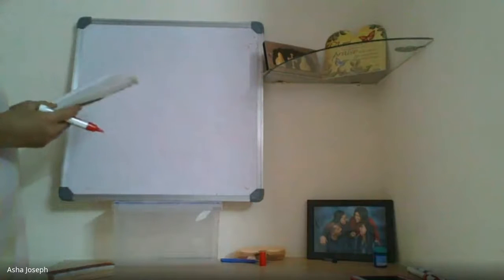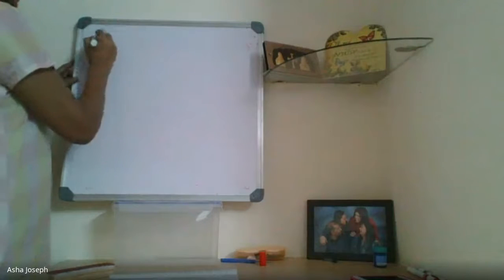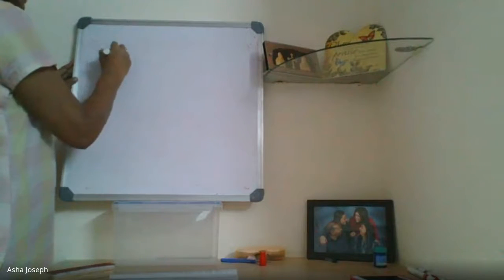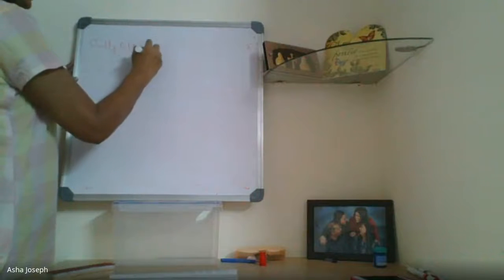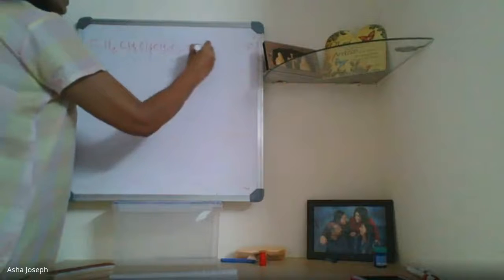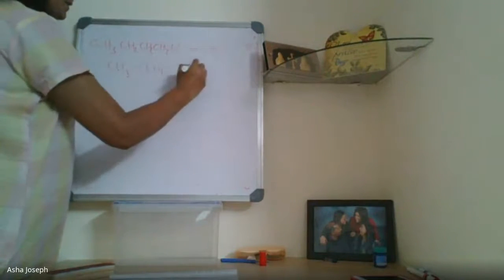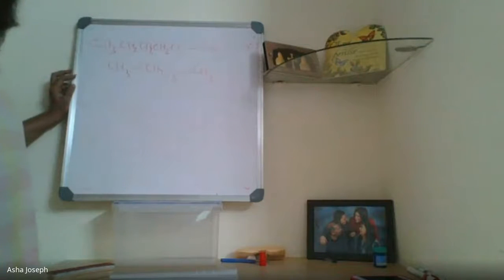Next one is 1-chlorobutane to normal octane. So 1-chlorobutane has 4 carbons. Octane, double the number of carbons, which reaction, children? Wurtz reaction. So 1-chlorobutane is CH3, CH2, CH2, CH2, Cl. Octane means CH3, 6 times CH2, CH3, isn't it? So what's the reaction?